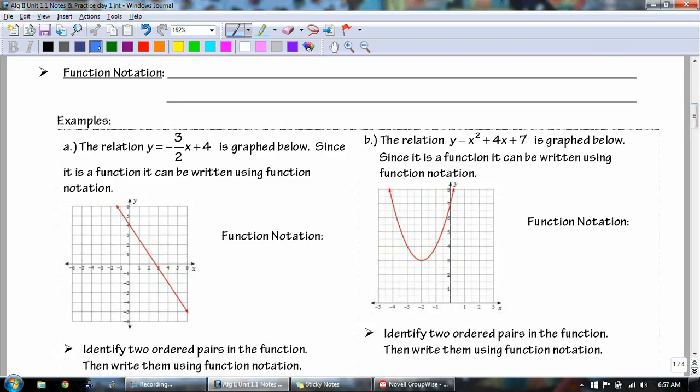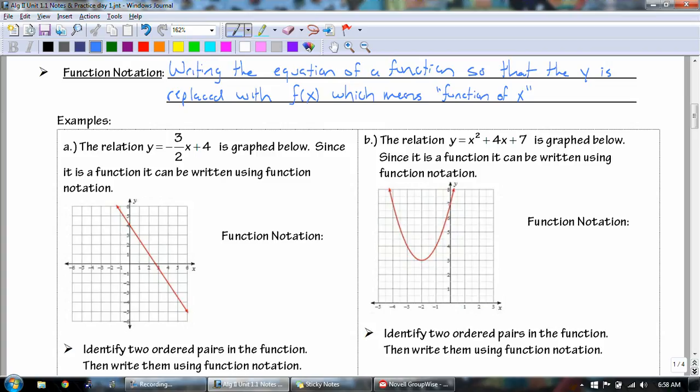Function notation. Function notation is writing the equation of a function so that the y is replaced with f of x. Okay, so f of x, and the way we say that means function of x. So it's still going to look like y is by itself, the y equals.